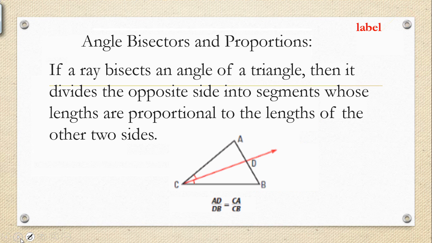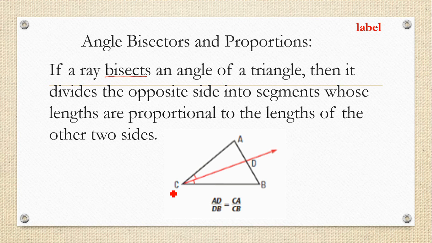Let's take a look at the third theorem that happens to deal with proportionality. This is also back into our triangle, but it's the angle bisector theorem about proportions. So it says if a ray bisects an angle of a triangle, which means it cuts it in half, then it divides the opposite side into segments whose lengths are proportional to the lengths of the other two sides of the triangle. Okay, so this one's kind of strange, but in essence, we're looking for that ray to shoot through the middle of an angle.